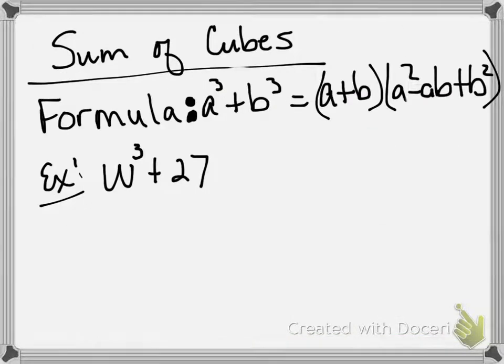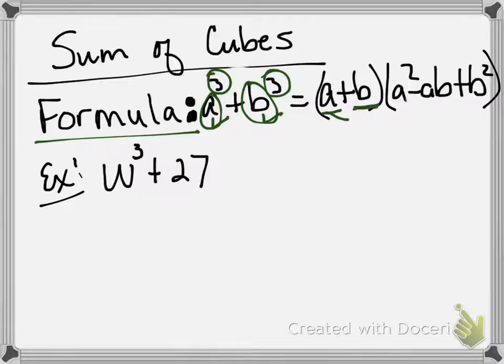So first we're going to talk about the sum of cubes. Here's what the formula says. If I have something cubed plus something else cubed, I'm going to write the base plus the base. So A is my base here, B is my base here, so I have A plus B. Then I'm going to write the first term squared minus the first term times the second term plus the second term squared. Here's how I remember this.